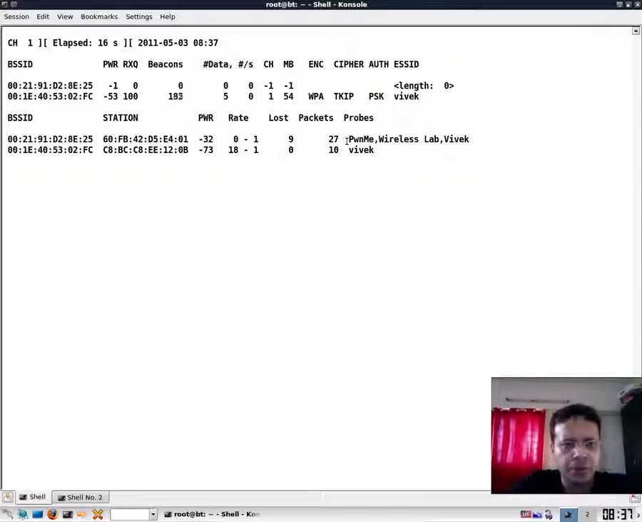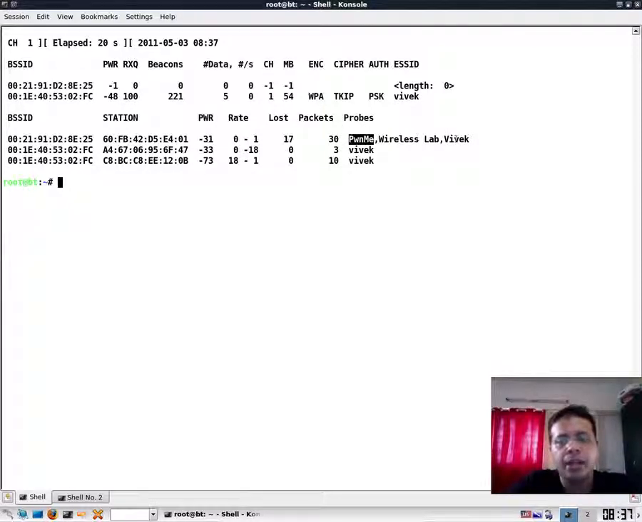which is going ahead and probing for various networks, one of which is actually PwnMe, other is Wireless Lab, the third is Vivek. So PwnMe is actually a WEP encrypted network. Now you may ask me, how do you know that? So we will cover that in a separate video because there's a lot of theory behind it as how to even try and figure out whenever a client is probing for a particular network, what encryption it has, right? So we'll take that in another video. For the time being, just assume that PwnMe is a WEP encrypted network.